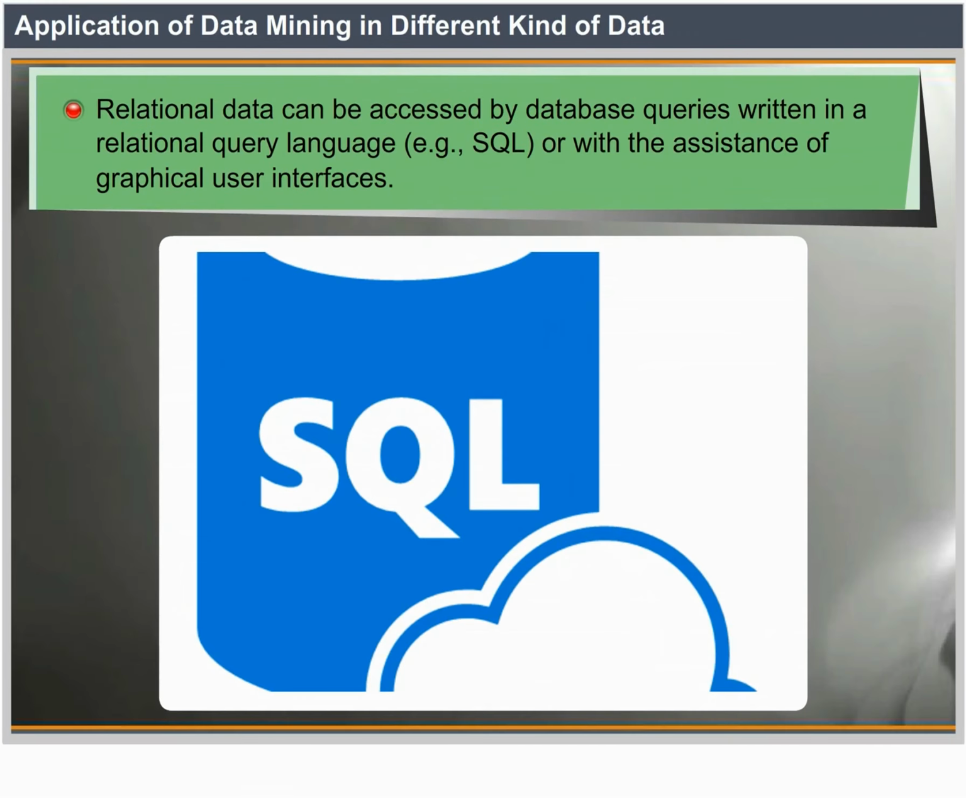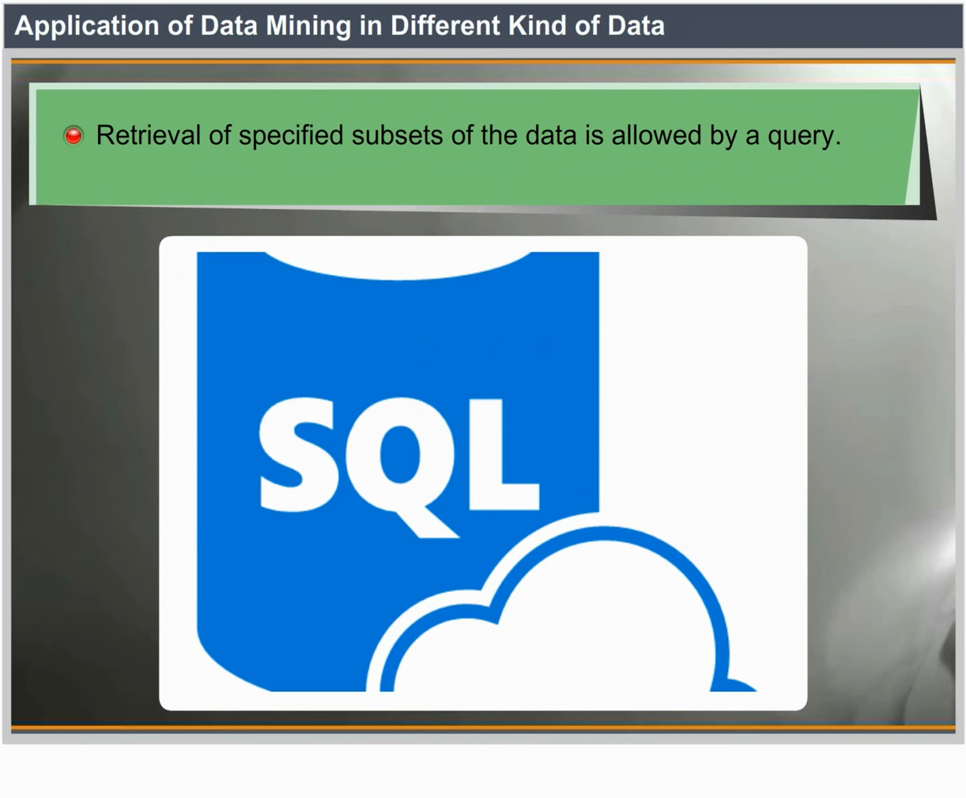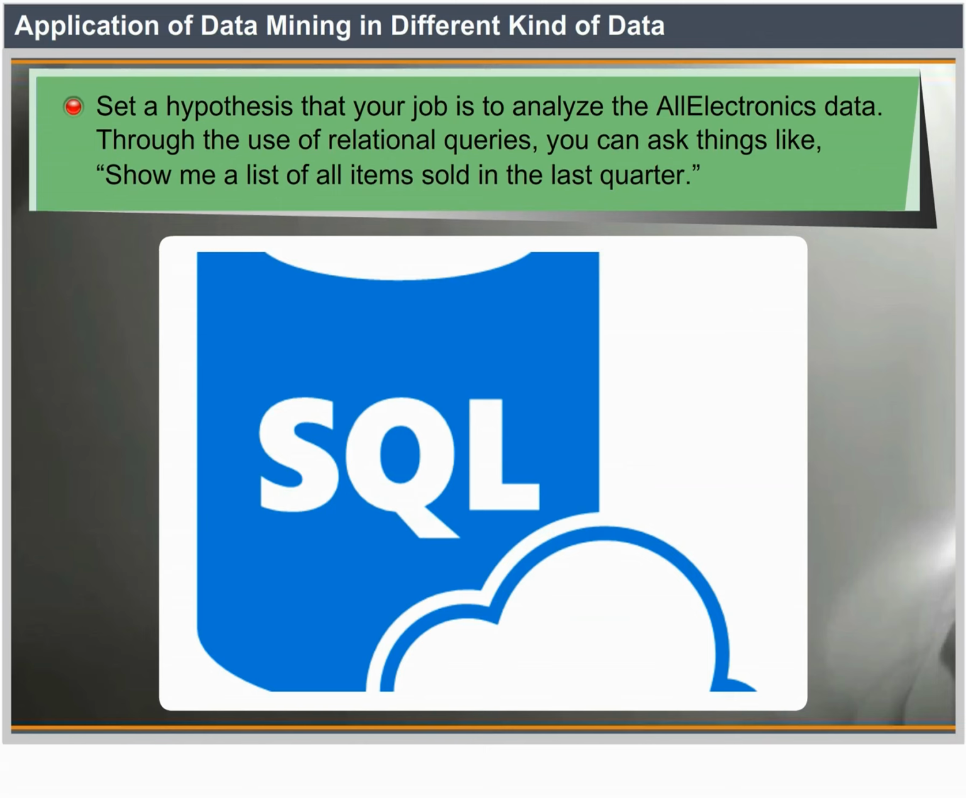Relational data can be accessed by database queries written in a relational query language, for example SQL, or with the assistance of graphical user interfaces. A given query is transformed into a set of relational operations such as join, selection, and projection, and is then optimized for efficient processing. A query allows retrieval of specified subsets of the data. Suppose that your job is to analyze the all-electronics data. Through the use of relational queries, you can ask things like, show me a list of all items that were sold in the last quarter.